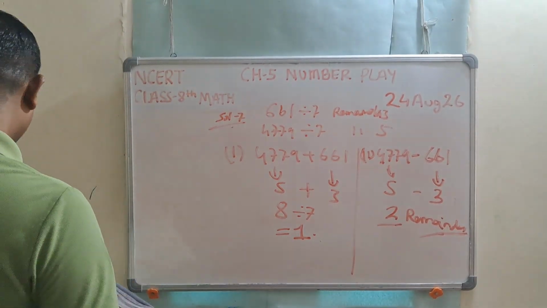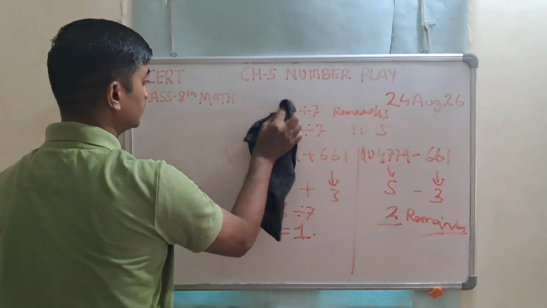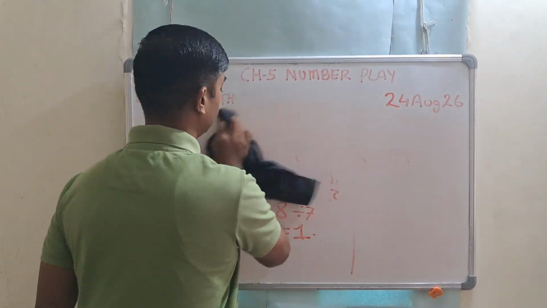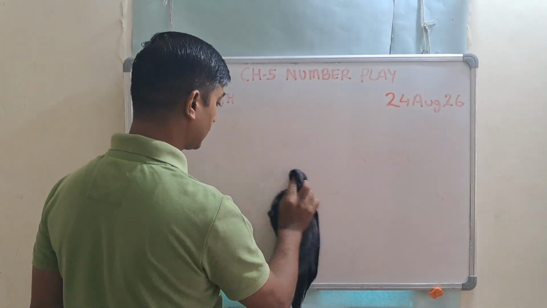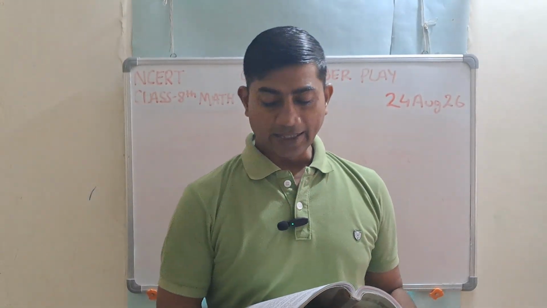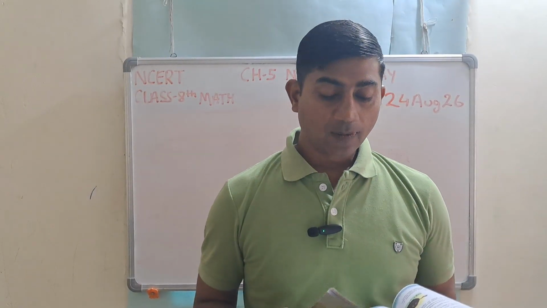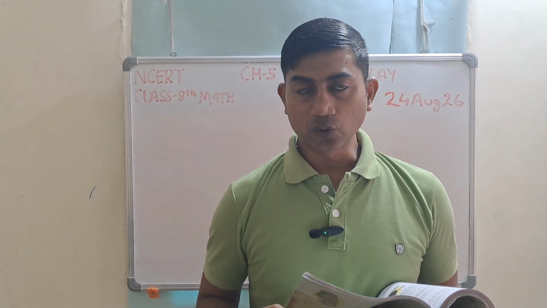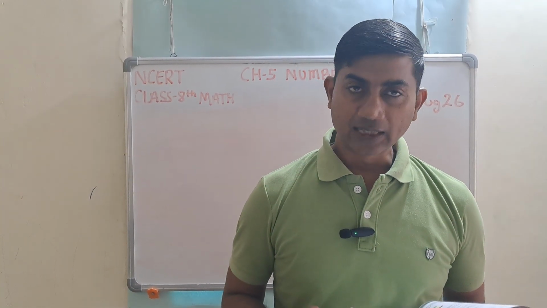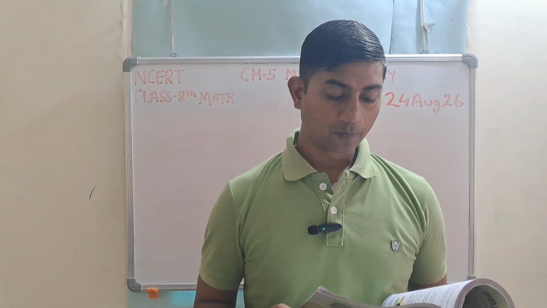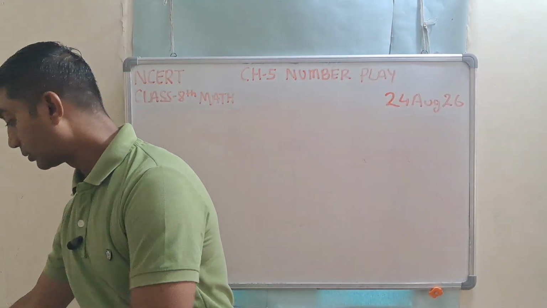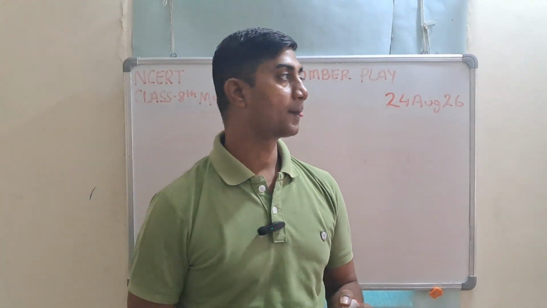What is question number 8? Question number 8 is saying that there is a particular number which, when we divide by 3, gives the remainder 2, when we divide by 4 gives the remainder 3, and when we divide by 5 gives the remainder 4. Then we have to find that number. Understood? Now see, and we have to find the smallest number.